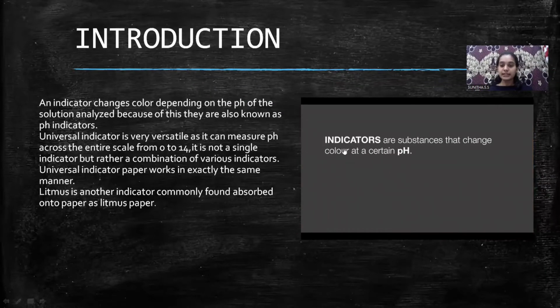In conclusion, indicators are substances that change color at a certain pH. The point at which an indicator changes color is known as the endpoint.